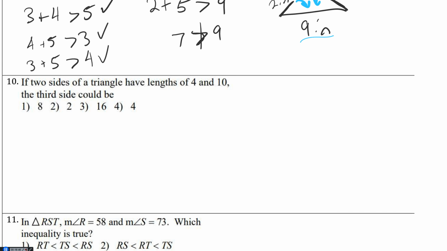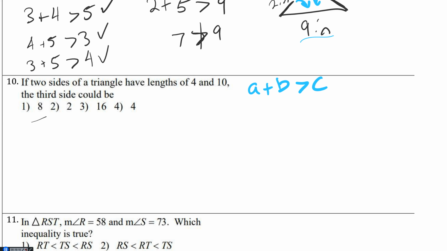For number 10, if two sides of a triangle have lengths 4 and 10, the third side could be 8, 2, 16, or 4. So remember that the sum of any two sides needs to always be greater than the third side. So I'm just going to try each of them out and see which works.